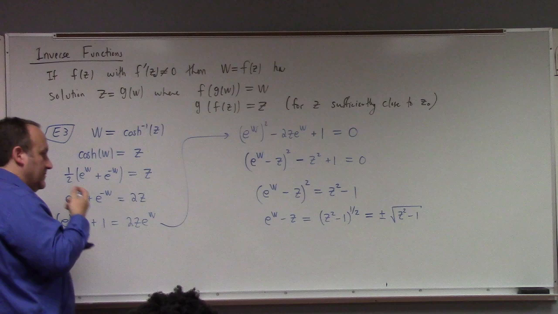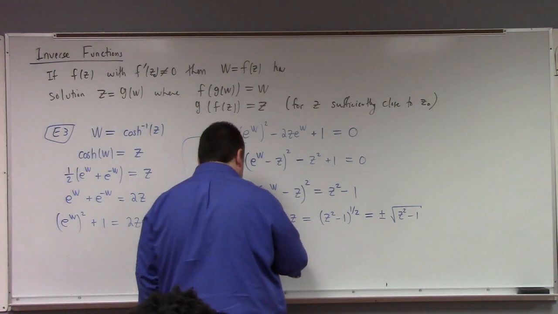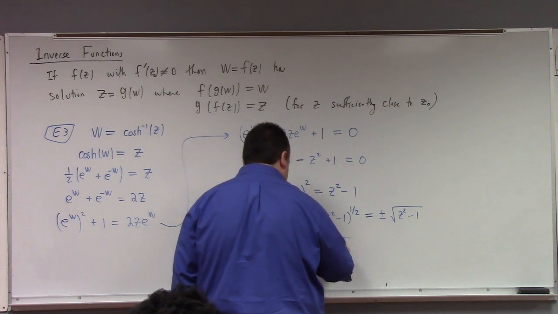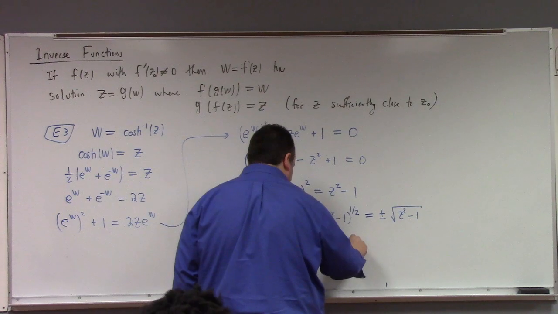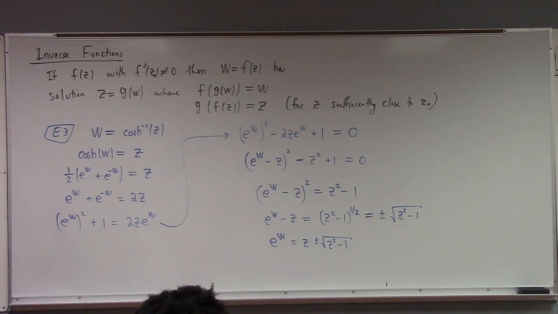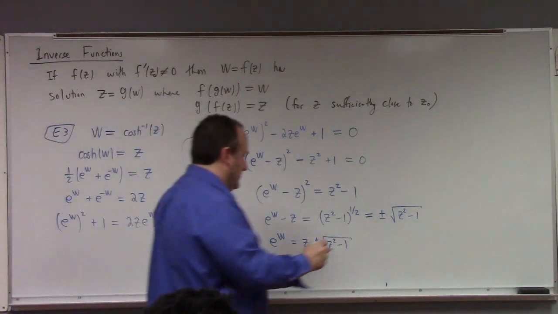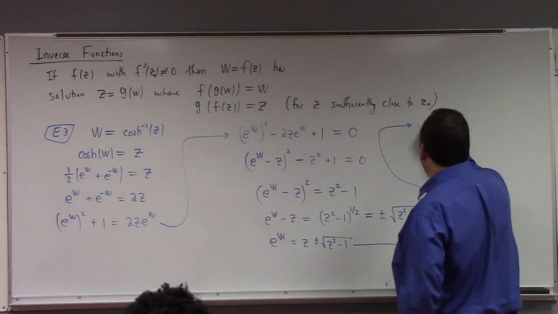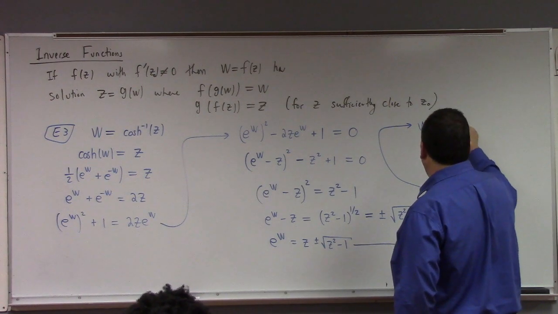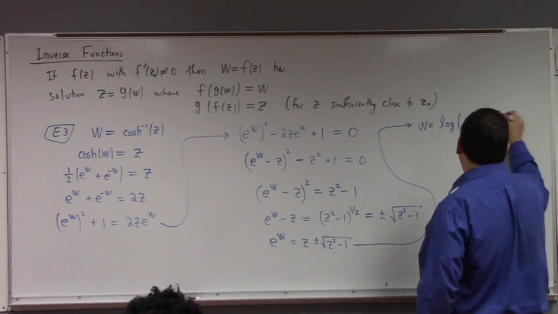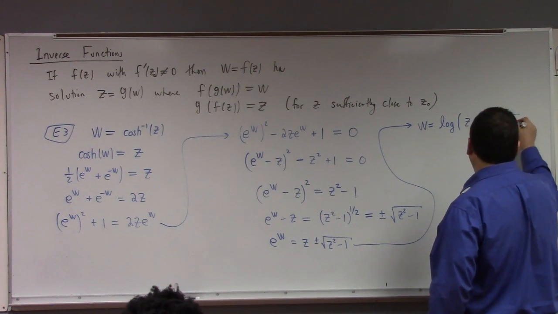And if we did that, then we could solve for e to the w. We got ourselves e to the w is equal to z plus or minus the square root of z squared minus 1. All right, great. And our goal here was to solve for w, by the way. So solving for w, I get w is little log of z plus or minus the square root of z squared minus 1.